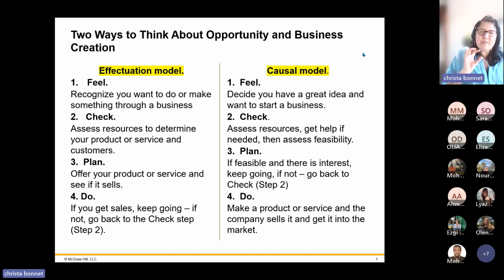So like, let's say Lazette said she's been playing with the idea for a business for some time. So she can tell us, did she recognize she wants to do or make something through a business on the left under the effectuation model, or did she decide she has a great idea and wants to start a business? That is the same thing, but under the causal model. Lazette, can you give us a little input on that business you are playing with? Where do you think it fits in, under the effectuation model, feel, or the causal model?